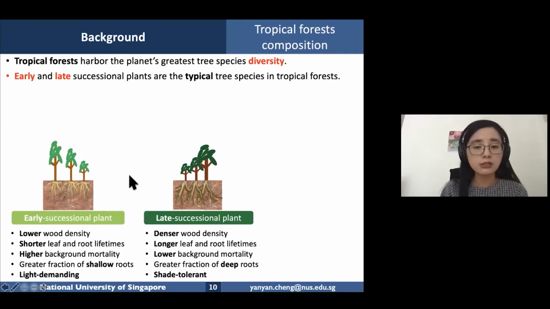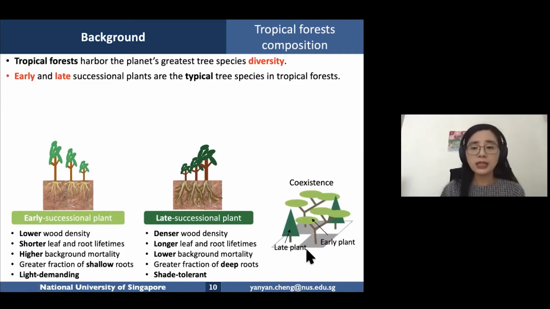And these two species have very distinct characteristics, including their wood density, their leaf and root lifetimes, their mortality rates, and also their root profiles. And also they have different tolerance for light. For example, the early successional plants are very light demanding, but the late plants can tolerate shade. And these early and late plants in the real world grow together. So there is a coexistence of these two species in the real-world tropical forest.